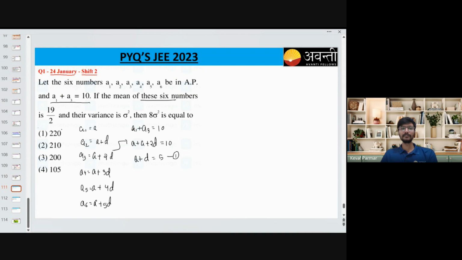If the mean of these 6 numbers is 19 by 2, that means summation AI upon how many of them are there? 6, is 19 by 2. We can cancel out 2 3s. So we'll get summation of AI is 19 3s, 57. What is summation of AI? It is A1 plus A2 plus dot dot dot up to A6 is 57. So we have all these values. If we add them, we'll get 6A plus 15D is equal to 57. We can cancel out 3. 2A plus 5D is equal to 19. This is equation number 2.